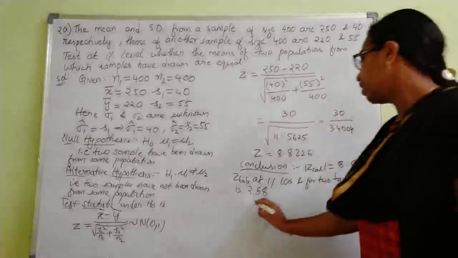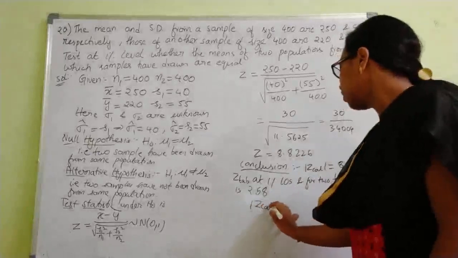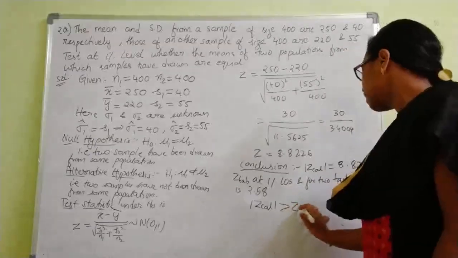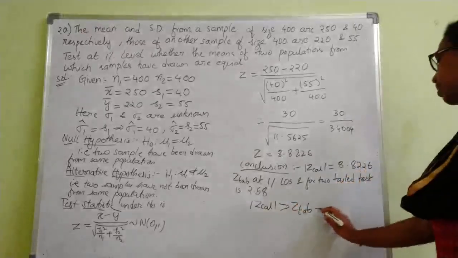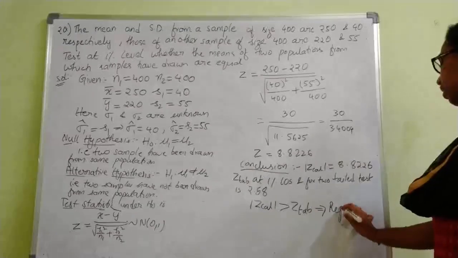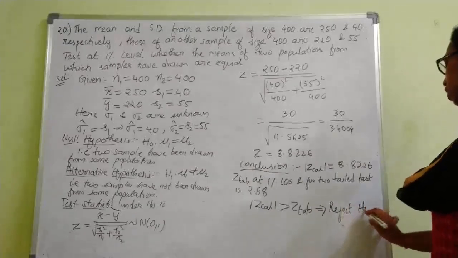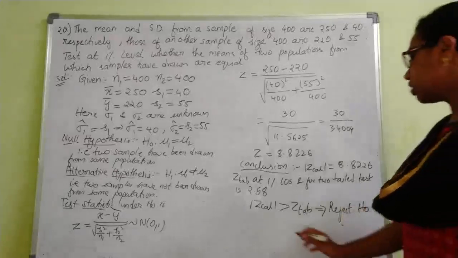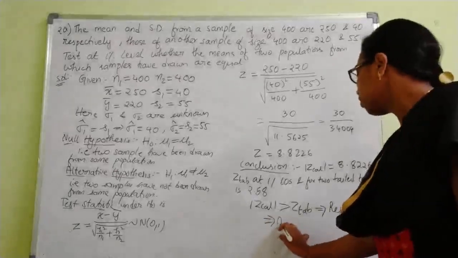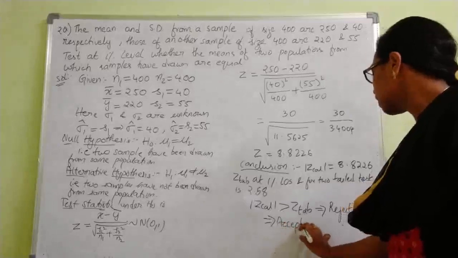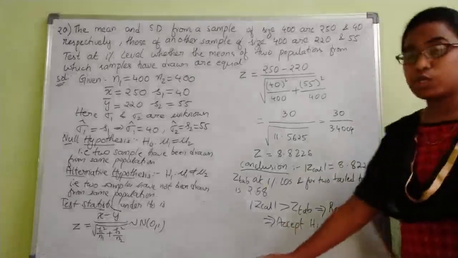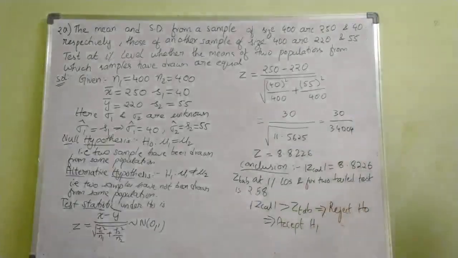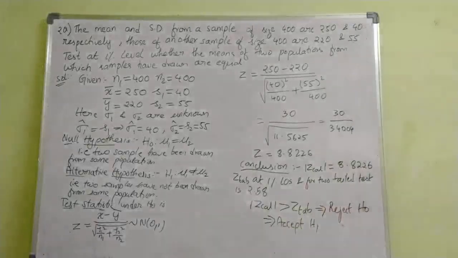So it is clear that mod Z calculated value is greater than Z tab. If the calculated value is greater than Z tab, we reject our null hypothesis. Rejecting the null hypothesis implies we accept the alternative hypothesis, that is H1. So in this way we find the significance of two population means.